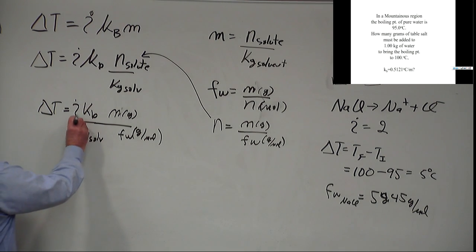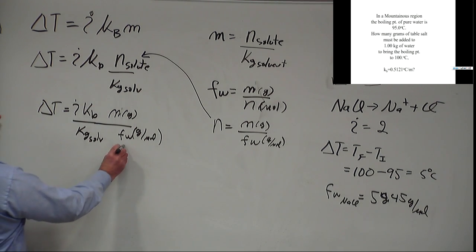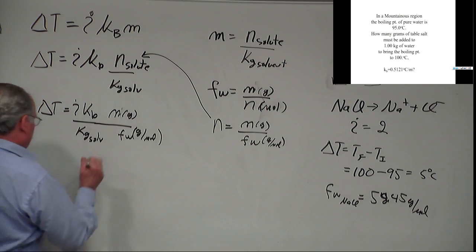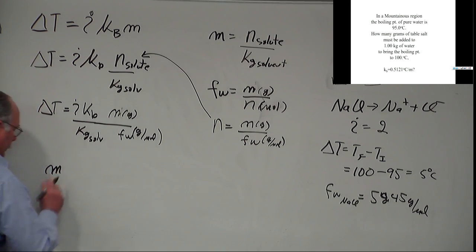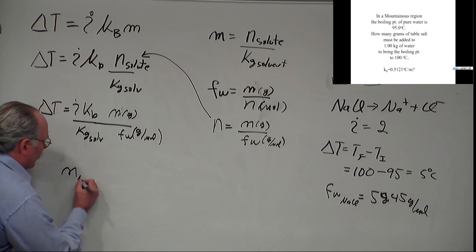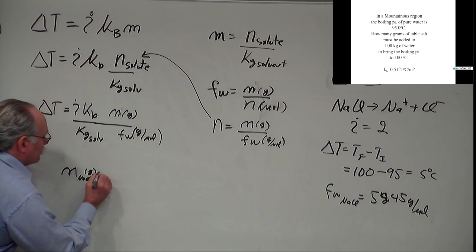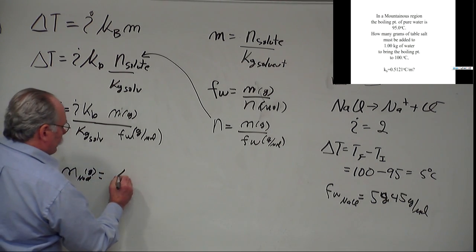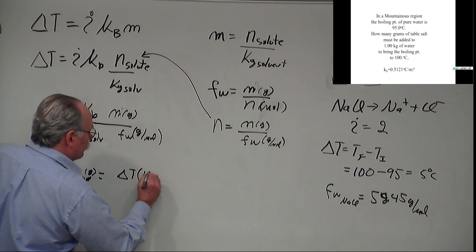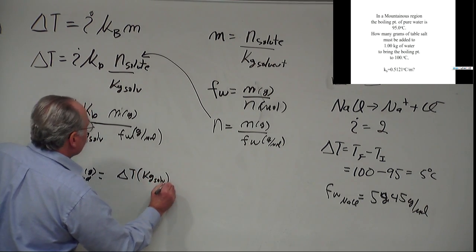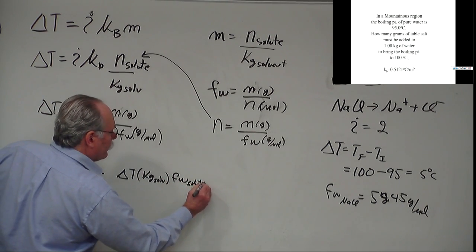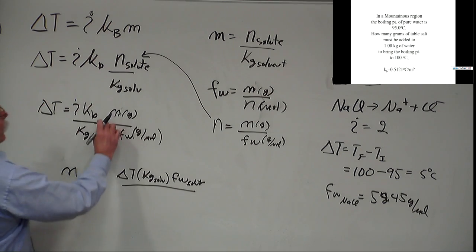Okay, now let's see. I know delta T, I know i, I know Kb. I know the kilograms of solvent, I know the formula weight. I'm solving for the mass. The mass is what I want, so I solve this for the mass. The mass of the NaCl in grams is equal to the delta T times the kg of the solvent times the formula weight of the solute, all over, I'm solving for this, i Kb.